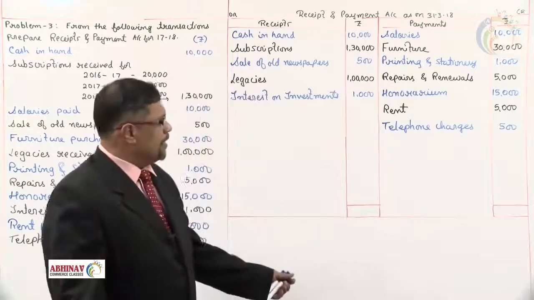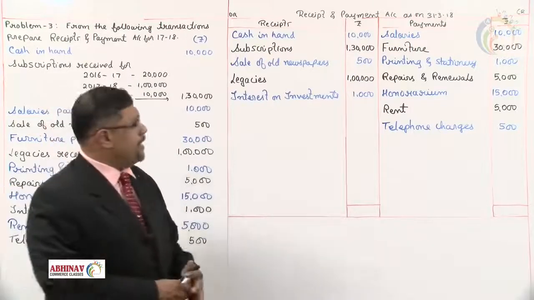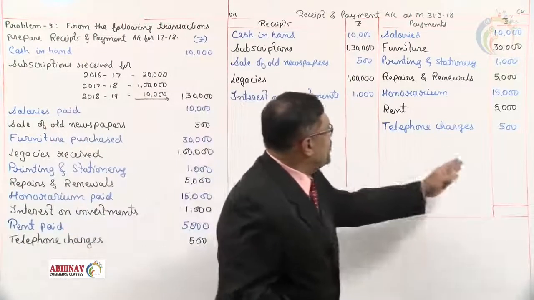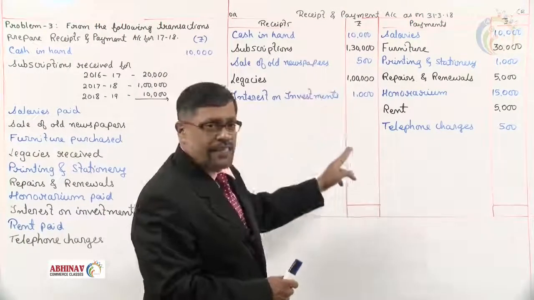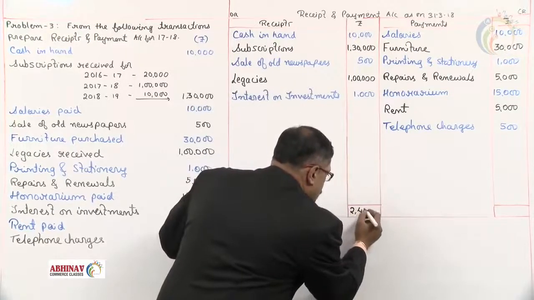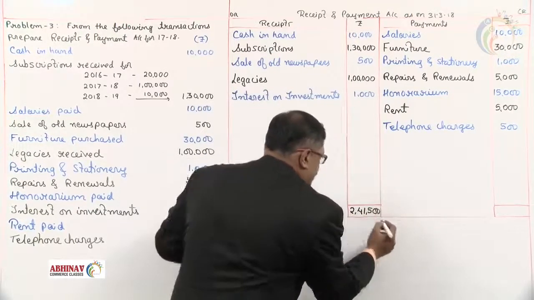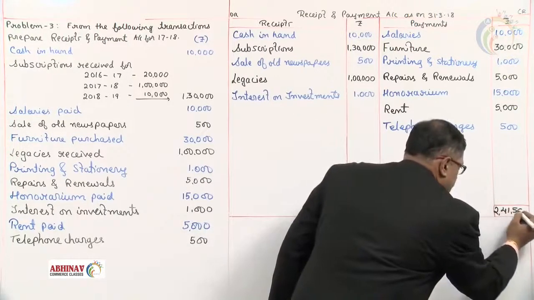Now let us balance it. The way we usually balance the account, in the same way we are going to balance it. Check which side total is more. Receipt side total is more. So first see how much is the total. The total of the debit side comes to 2,41,500. The total which is greater we write on both the sides.